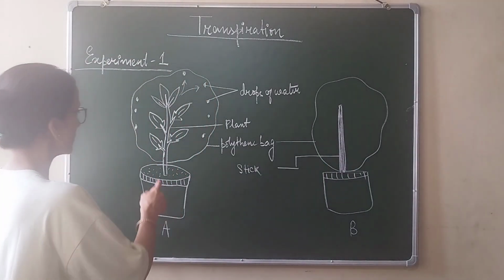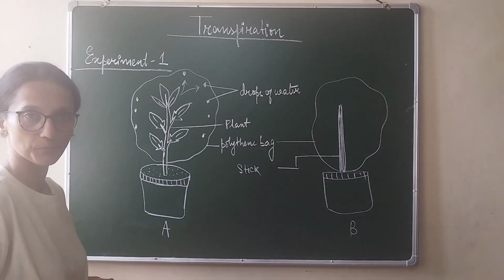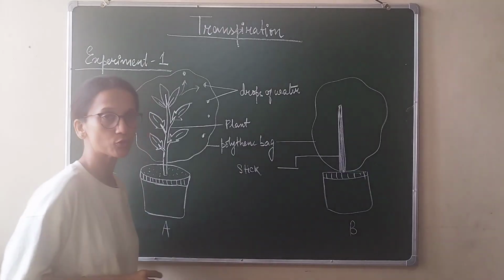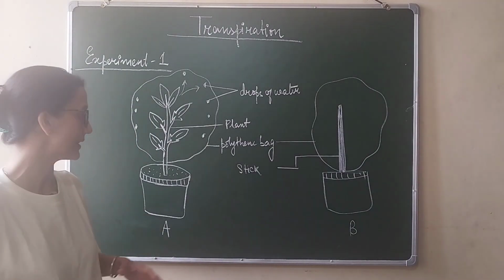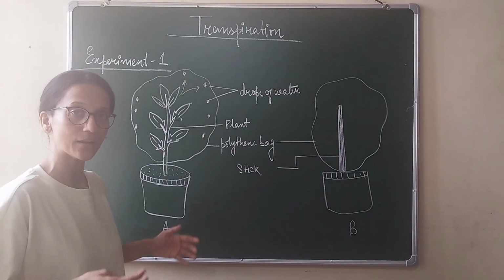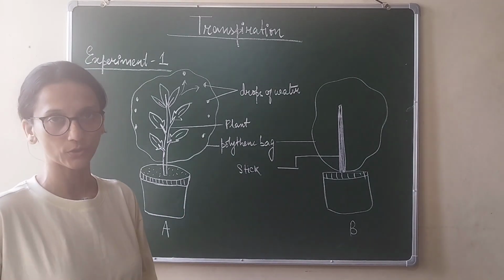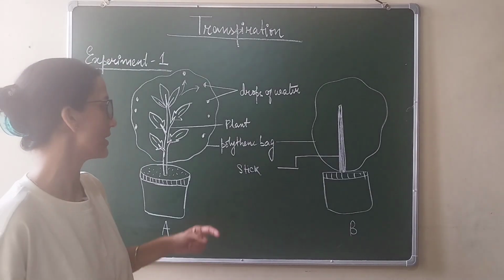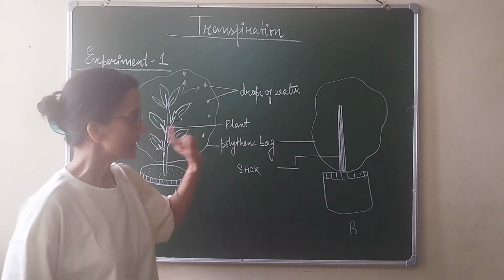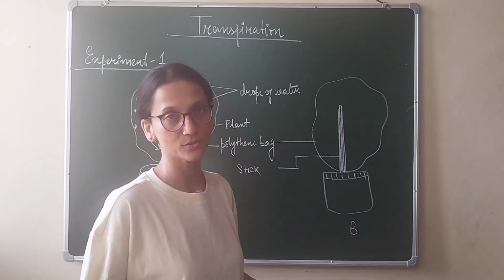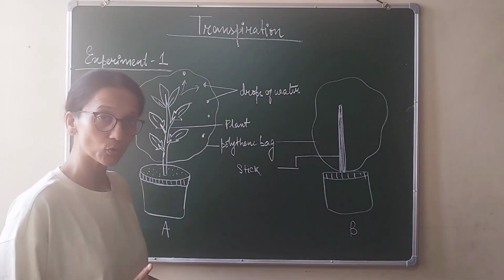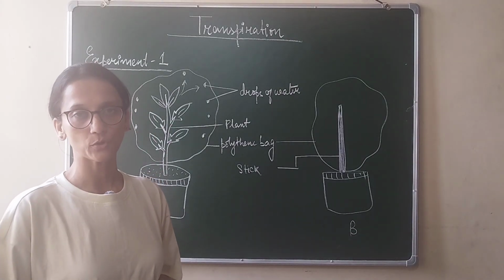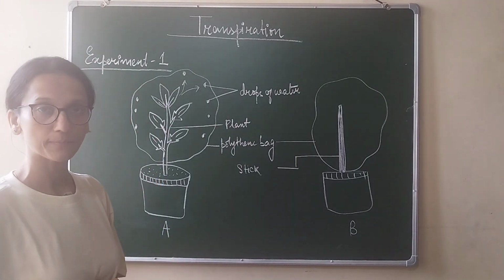After some time, you are going to observe the appearance of water droplets on the surface of the polythene bag in setup A. Whereas in setup B, we do not find any water droplet on the surface. What does it mean? It means that here, since the plant is present, it undergoes the process of transpiration and releases water vapor. This water vapor, when it comes in contact with the polythene bag, undergoes condensation and gets converted into water droplets. Such a phenomenon is not happening here because there is no plant. So experiment 1 proves that during the process of transpiration, plants release water in the form of water vapor.